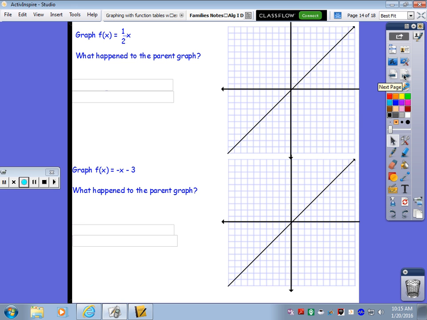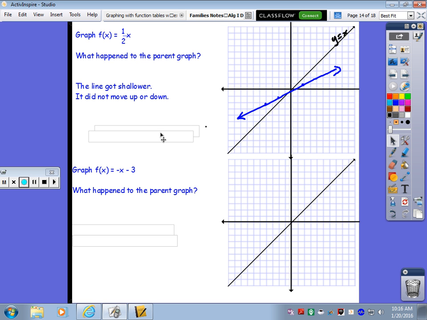So now, again, our parent graph is y equals x, and we want to graph y equals 1/2 x. So you can kind of think, what's going to happen here? So this time we're graphing it in blue. The origin is the same, and we're going to do 1 over 2, 1 over 2, 1 over 2, and our blue line, our y equals 1/2 x, looks like that. And what happened? The line got shallower because the slope changed, but it didn't go up or down. Our y-intercept stayed the same.